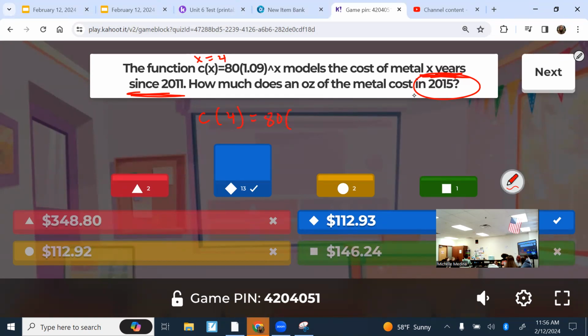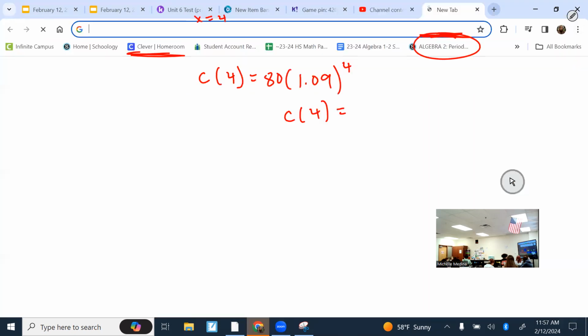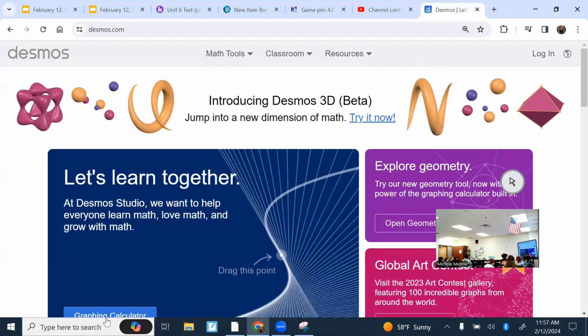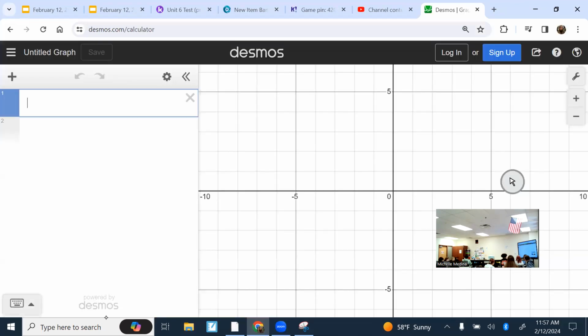This alone could be your reasoning, you plugging in the right number. But if you just give me the right answer, that would be a 5 out of 10 for this one. You need to show that you plugged in the right number. The calculator can do the rest. So I'm going to go to the calculator now. So 80 times 1.09 to the 4th power.